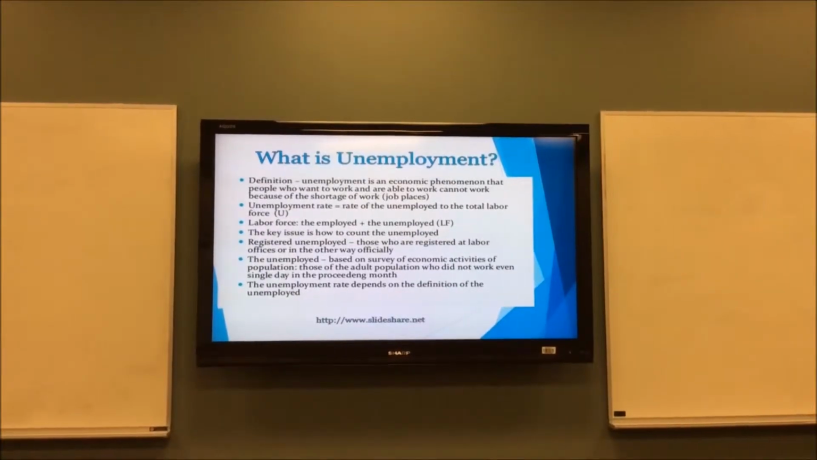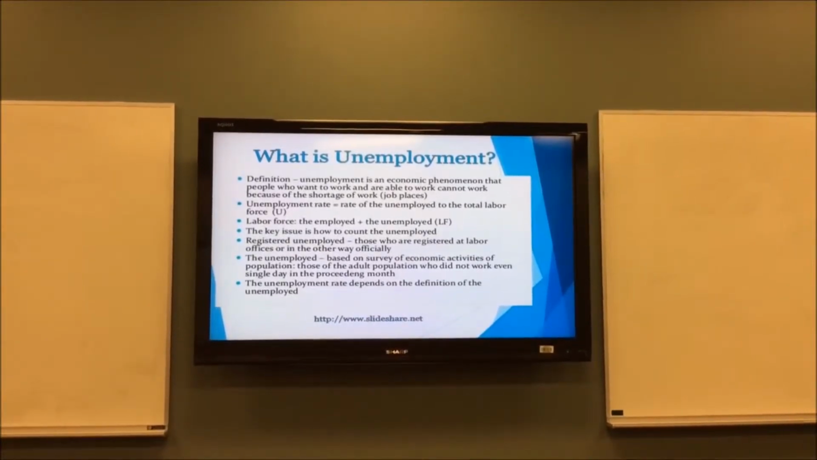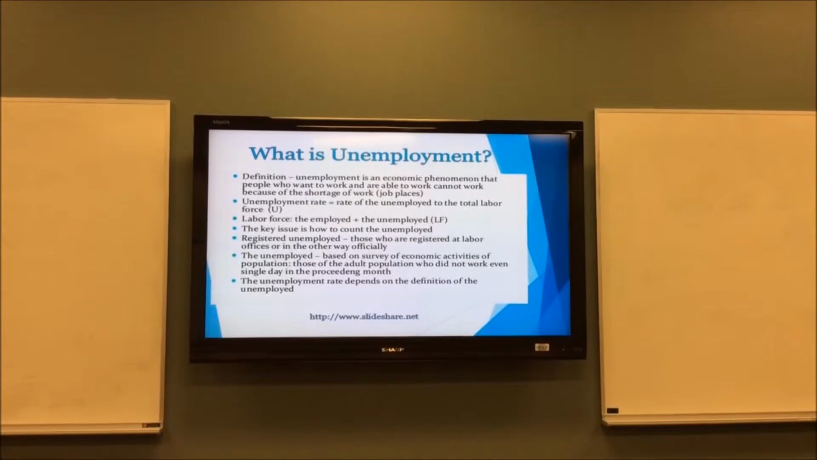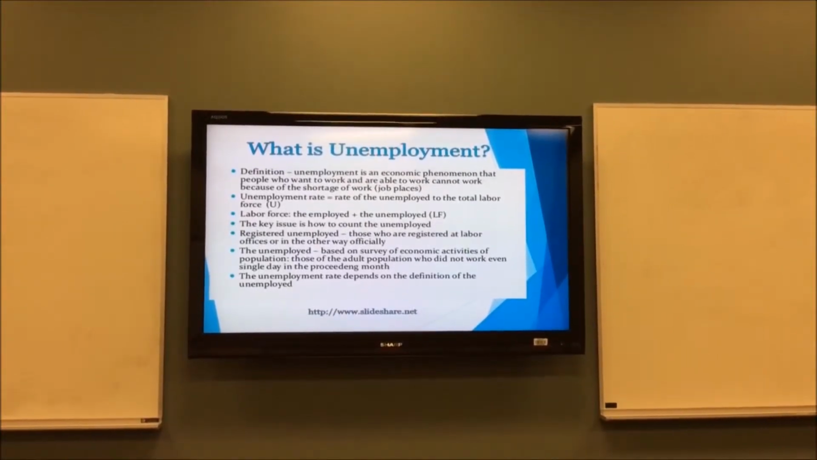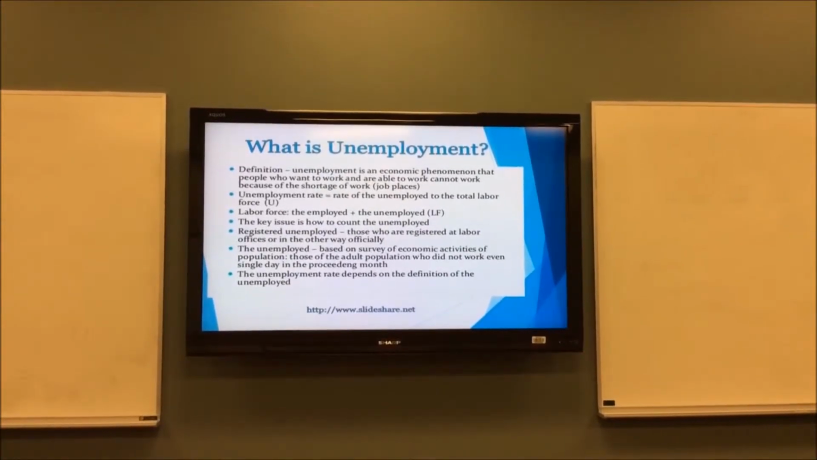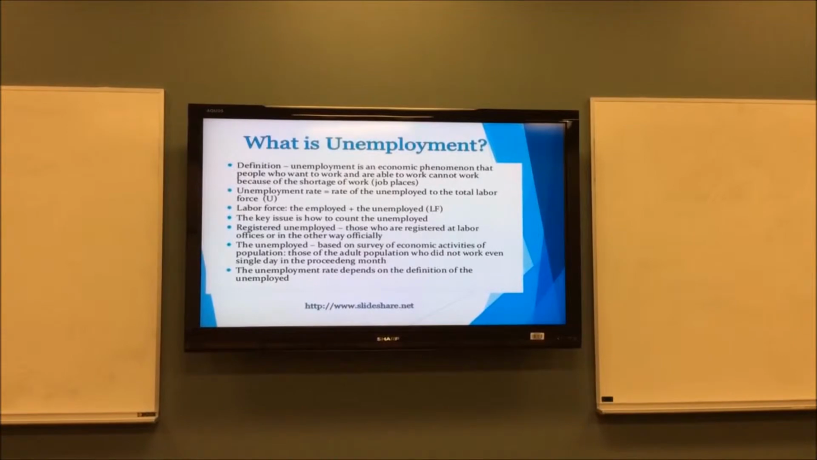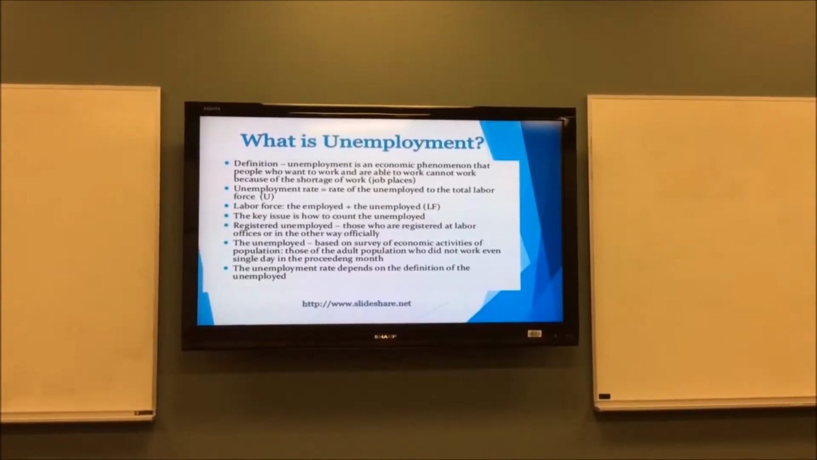What is unemployment? Unemployment is the economic phenomenon that people who want to work, are able to work, cannot work because of the shortage of work. Unemployment rate equals the rate of the unemployed to the total labor force. Labor force consists of the unemployed and employed. The key issue is how to count the unemployed.